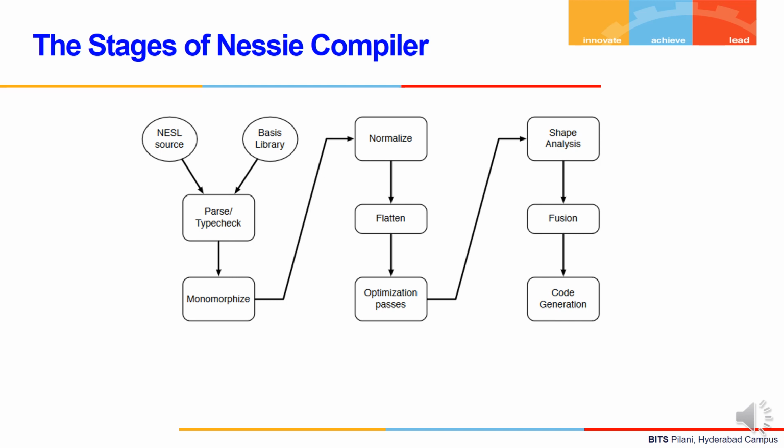So coming to the architecture of the Nessie compiler. The architecture of the Nessie compiler comprises 8 phases. 1. Parse and type check. 2. Monomorphization. 3. Normalization. 4. Flattening. 5. Optimization passes. 6. Shape analysis. 7. Fusion. And 8. Code generation. Let us discuss each of these phases more in depth.